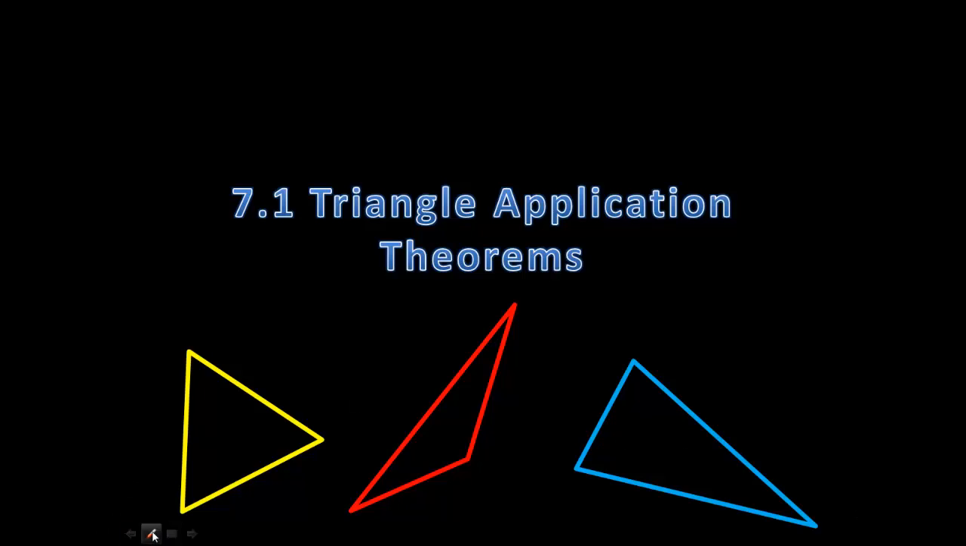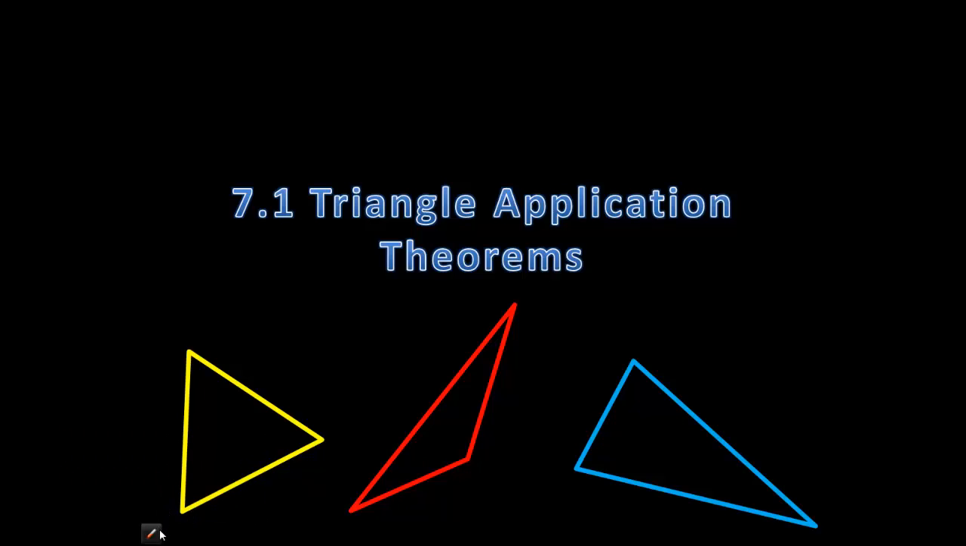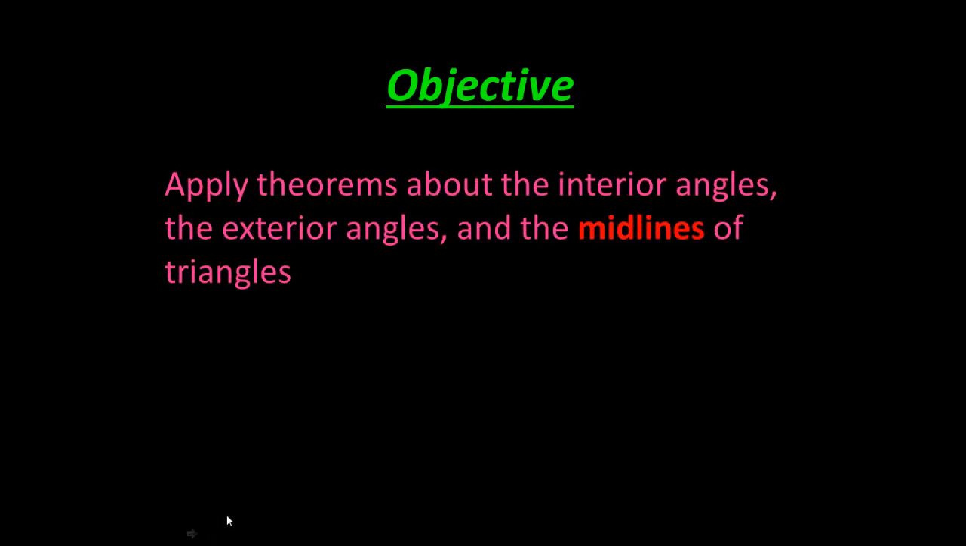So we have triangle application theorems. Some of this stuff is going to be pretty self-explanatory. Other stuff is going to be a little bit new, but none of it is terribly difficult. A little bit wordy maybe, but not difficult. So the objective for the lesson is going to be to apply theorems about the interior angles, the exterior angles, and the midlines of triangles.